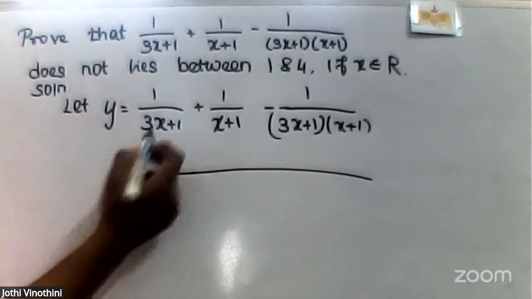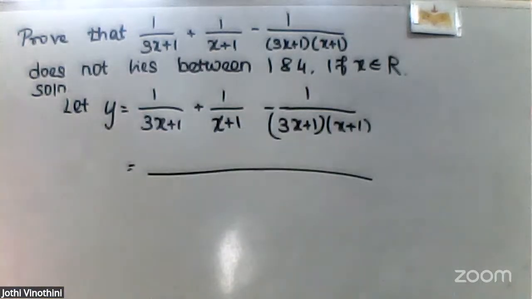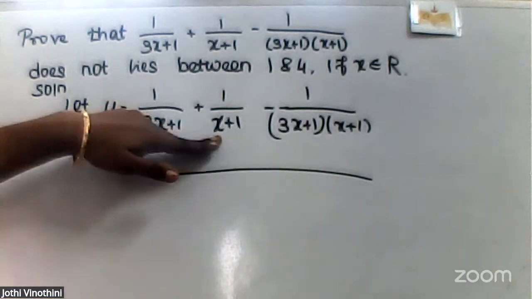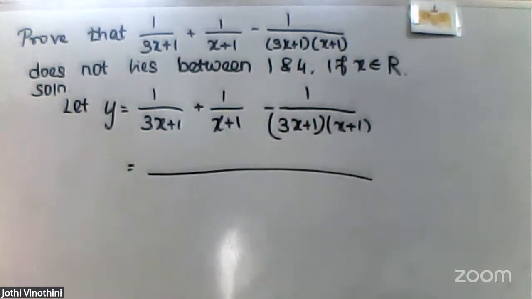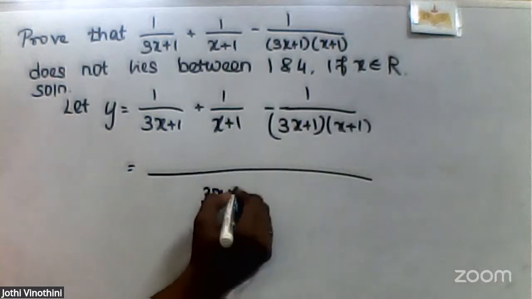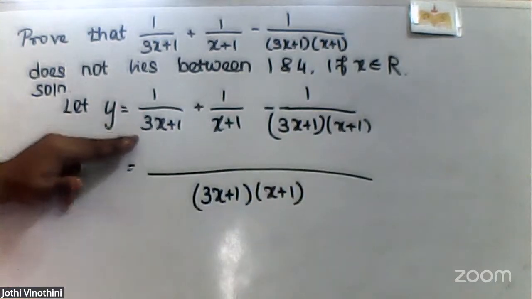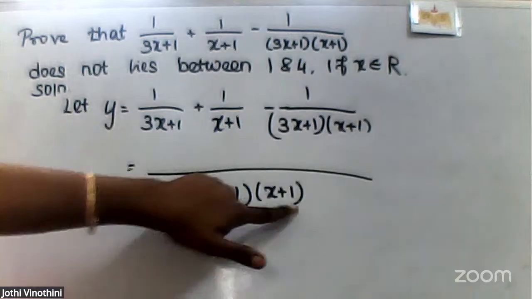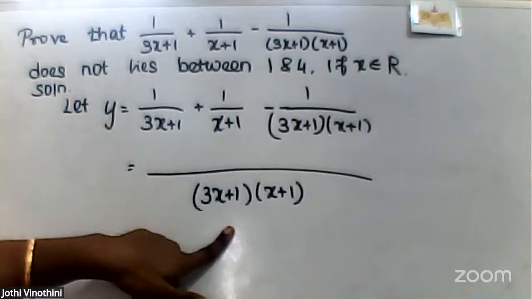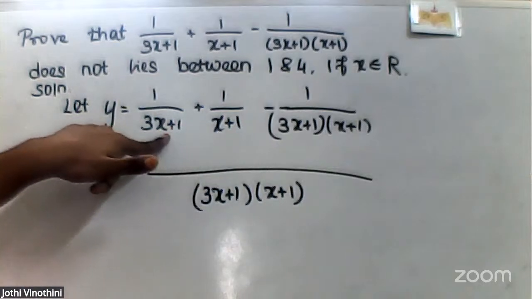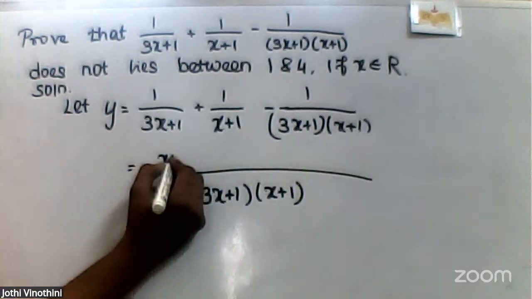See here, the denominators of the three terms. Here 3x plus 1, here x plus 1. This term contains 3x plus 1 and x plus 1. So I can take the common denominator as 3x plus 1 multiplied by x plus 1. Compare this denominator and this entire denominator. Here 3x plus 1, here also 3x plus 1. But what didn't we have here? x plus 1. So I can multiply this numerator by x plus 1.